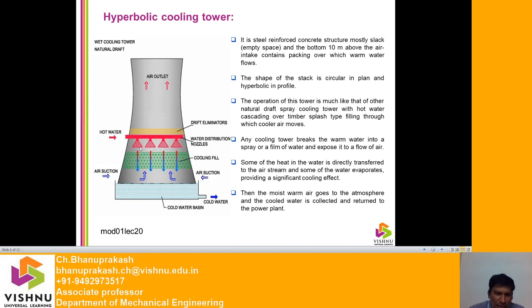The air will be flowing through it and the water will be sprayed. From the sprayed water, the air will carry some amount of heat. So the heat rejection will be done this way. Some of the heat in the water is directly transferred to the air stream and some of the water evaporates, providing a significant cooling effect. Then the moist warm air goes to the atmosphere and the cooled water is collected and returned back to the power plant.